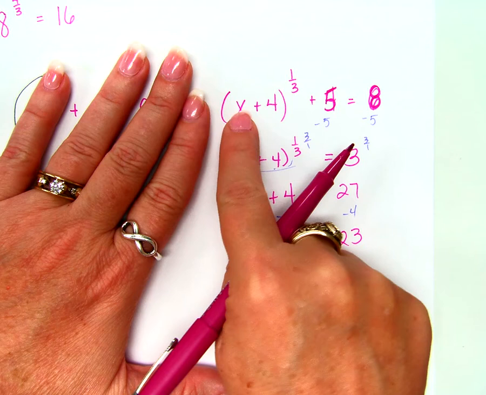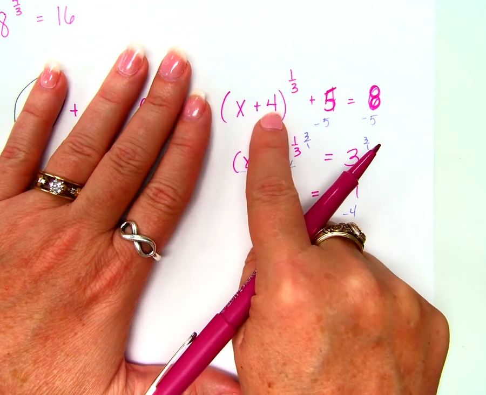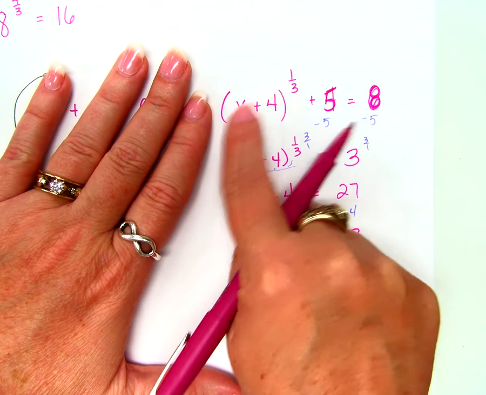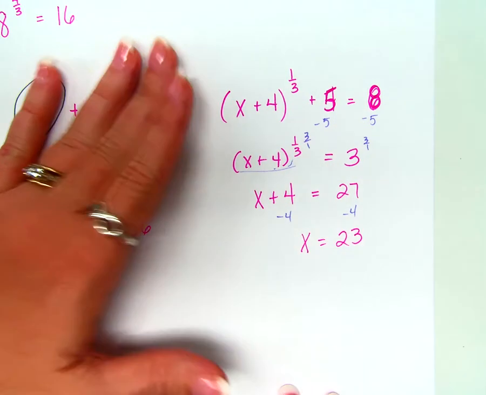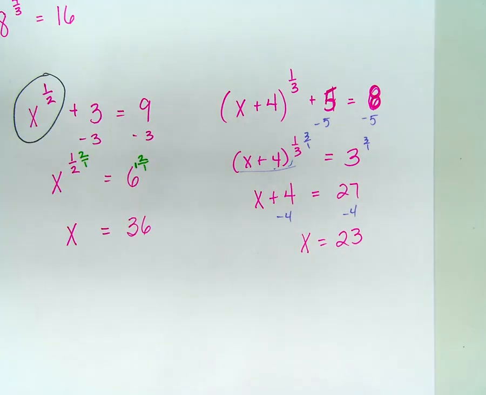Is that an equation you know how to solve? What's 23 plus 4? 27. What's the cube root of 27? 3 plus 5? 8. Can I show you why this seems so familiar to you?